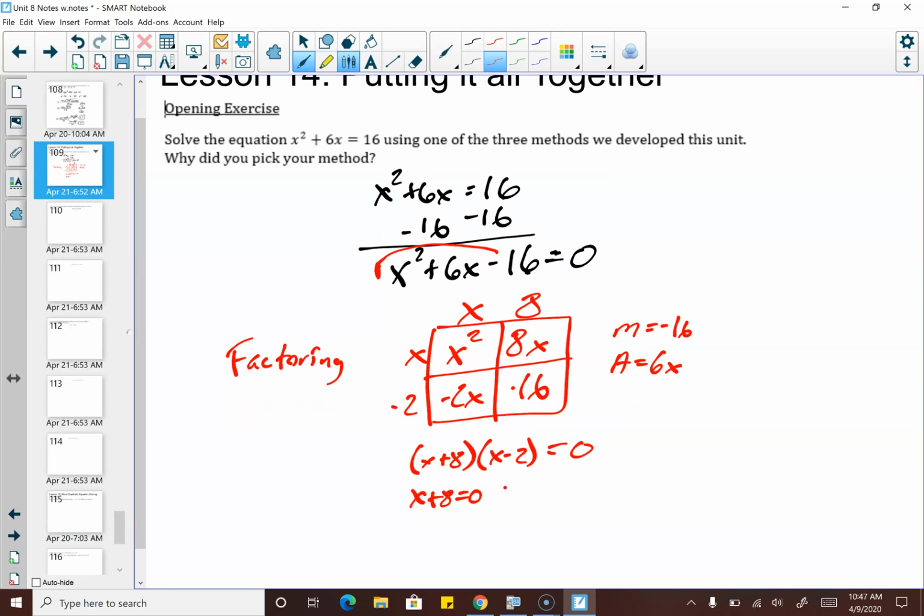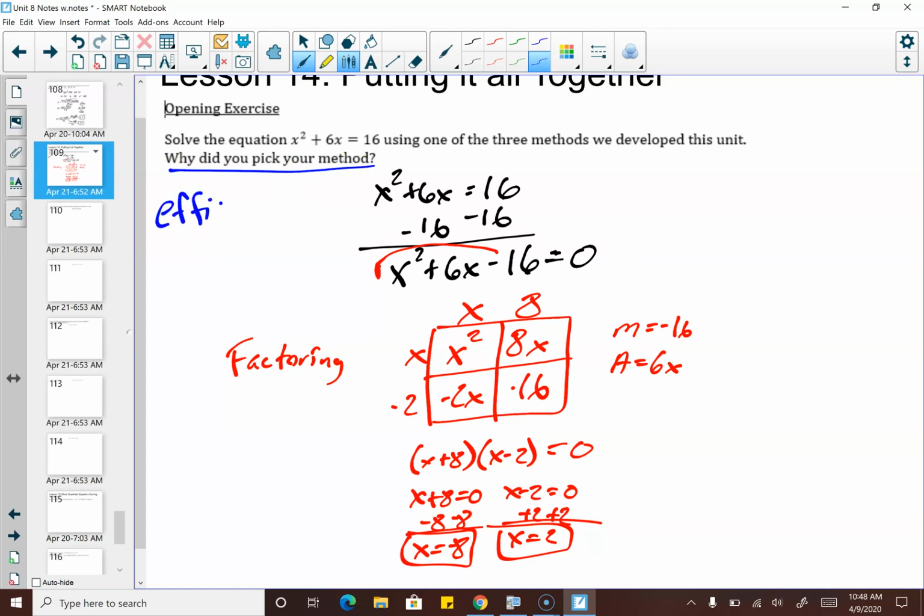And now we're going to set each parenthesis equal to 0. Set this way we can actually solve. All right, and then I get my answers to be negative 8 and positive 2. Again, you could have chosen completing the square or the quadratic formula for this one. That's fine. But no matter which method you chose, you should have ended up with the same exact answers, negative 8 and 2. And to answer why did I pick it? I thought it was the most efficient method. I think factoring takes probably the least amount of steps, so therefore I chose that one for something that's factorable.